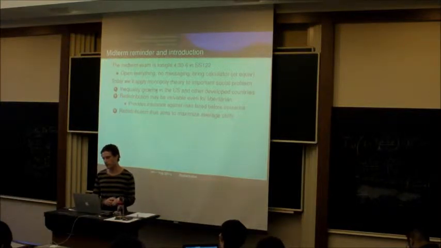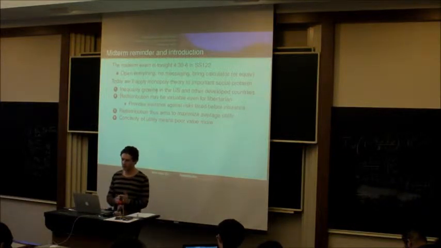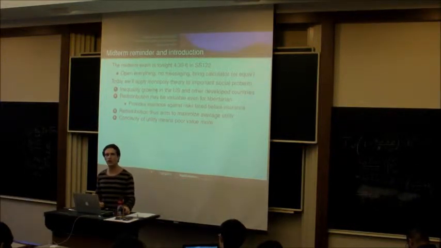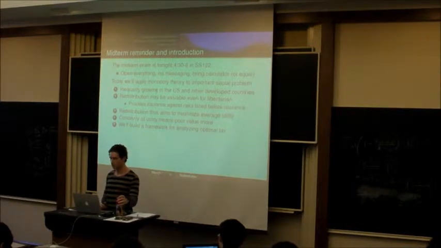And then we'll talk about redistribution, aiming to maximize expected utility, and in particular, that given that utility is concave, we usually think that people are risk averse. The poor value money more than the rich. This will give a reason for redistribution.